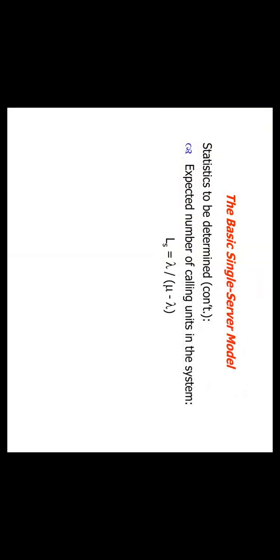Then we have the expected number of calling units in the system. L sub s is equal to lambda over the quantity mu minus lambda. Again, substituting the data we have, you would have 2 all over the quantity 4 minus 2, or this would give us a value of 1 car. There is 1 car on the average in the entire system.